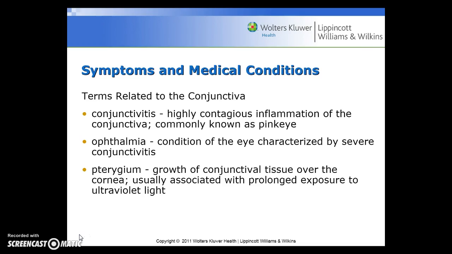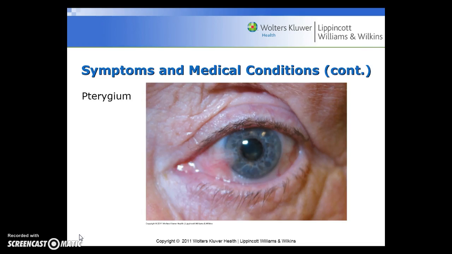Pterygium is a growth of the conjunctival tissue over the cornea, and it's usually associated with prolonged exposure to ultraviolet light. Here you can see pterygium.